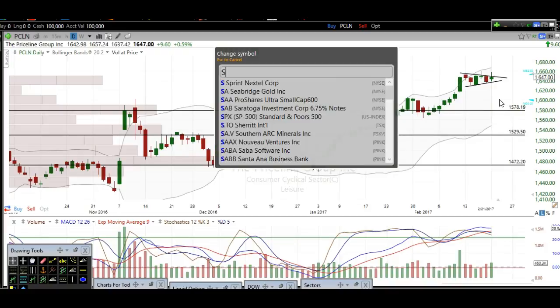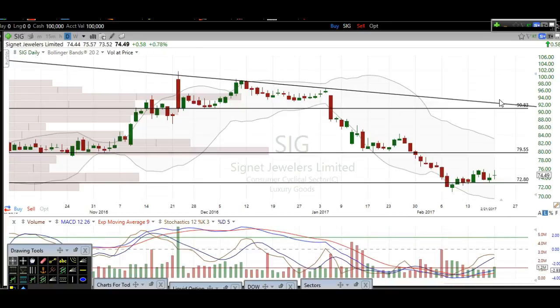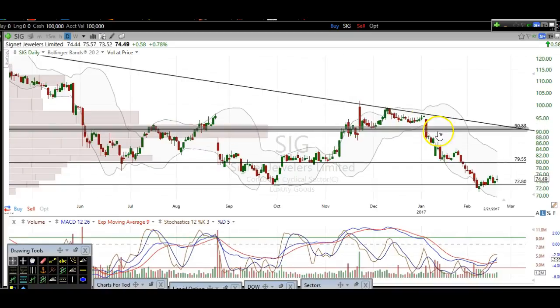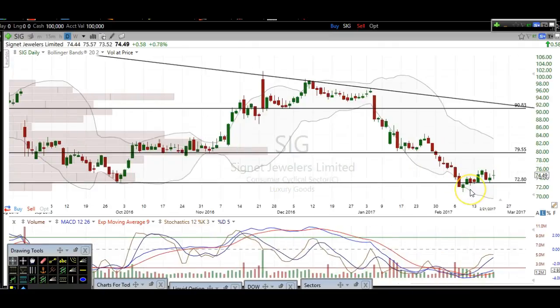The next one you want to take a look at is SIG. And SIG, I'm going to back it up here, and you can see right here we got a bounce from these previous lows in October, and then you can see we're getting a nice bounce off of these levels right here. So I do think that in the short term SIG can head higher here, and that next resistance you want to look for is at about 79.50 right there on SIG.